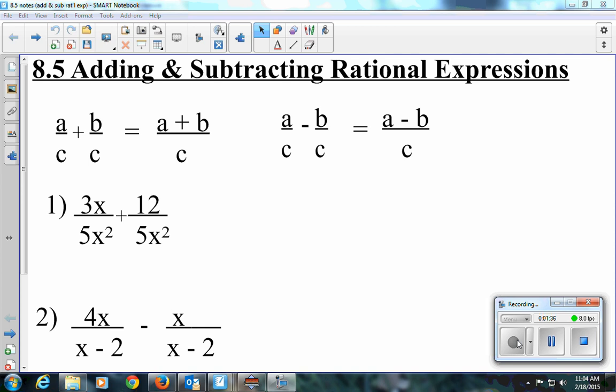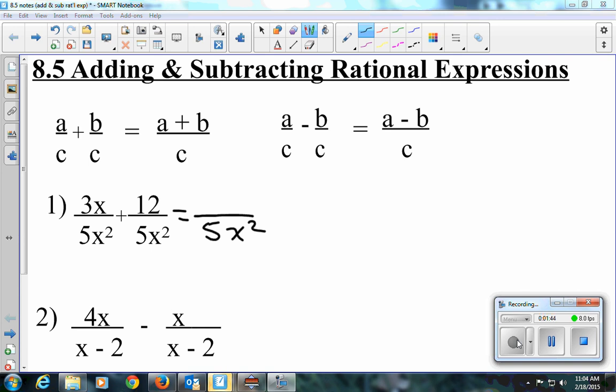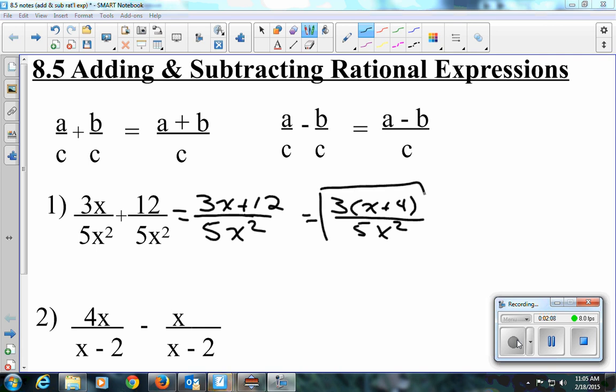5x squared. So I say this equals, okay, I have 5x squared on the bottom. That doesn't change. I look at the top, I've got 3x plus 12. Can I simplify that anymore? I could factor the top and just check. So that would be 3 times x plus 4 over 5x squared. Still doesn't simplify any. So we're done. And I would take either of those two as a solution on your assignment.